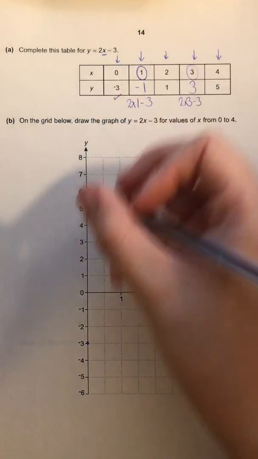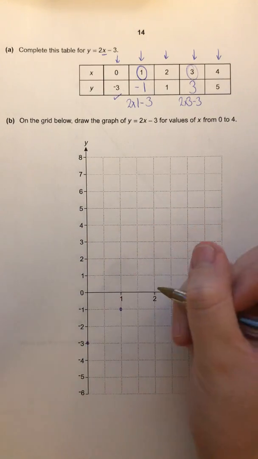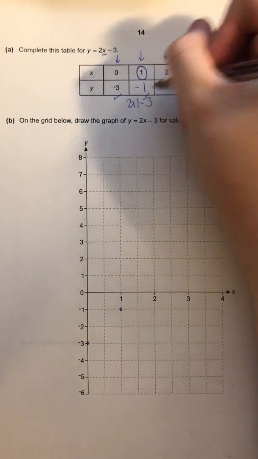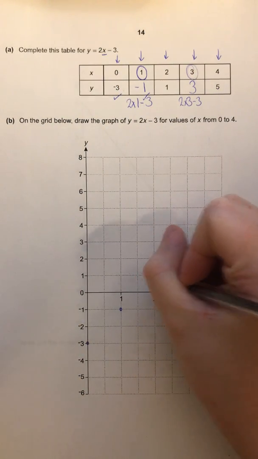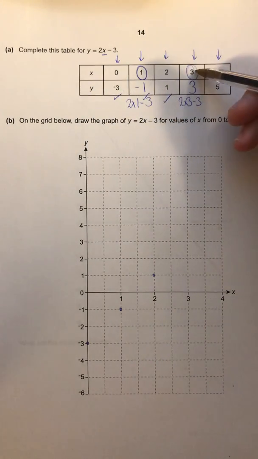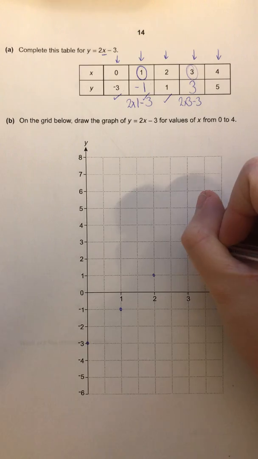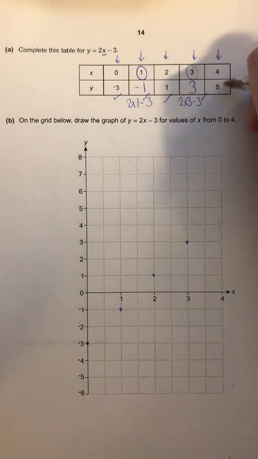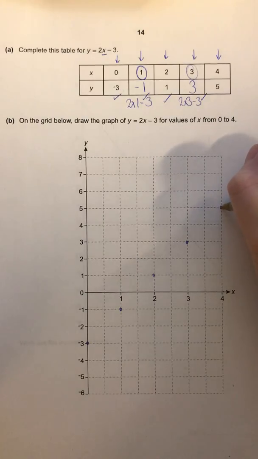Next one, 1, minus 1. So go along 1, down minus 1. Done that one. 2, 1. Go along 2, up 1. Done that. 3, 3. Go along 3, up 3. Takes us to there. And then 4, 5. So go along to 4 and then up 5.